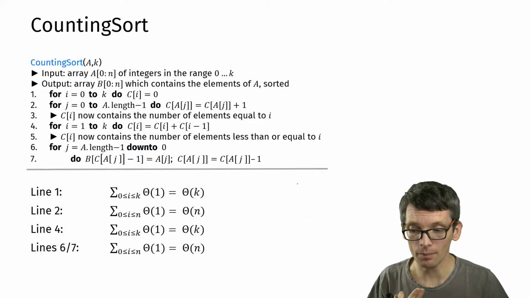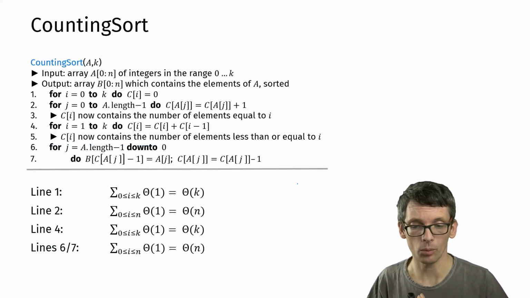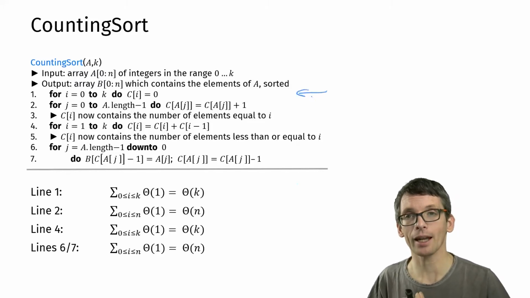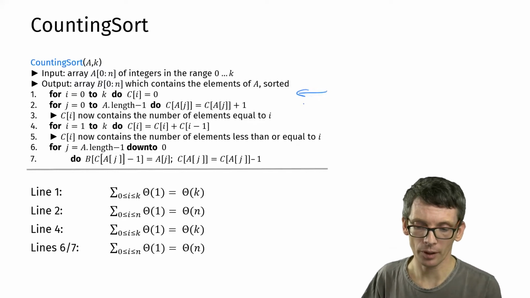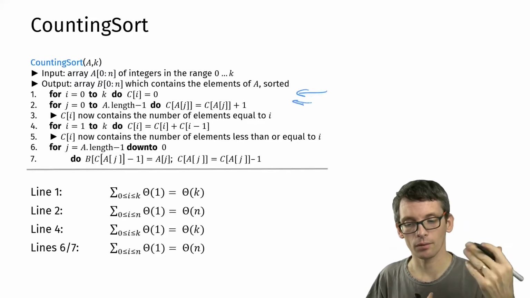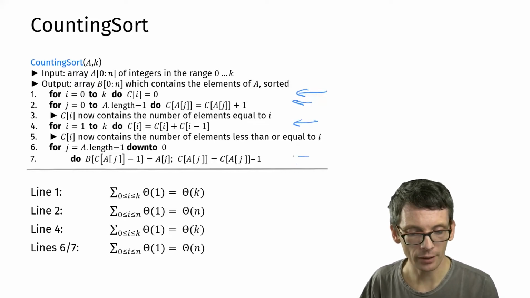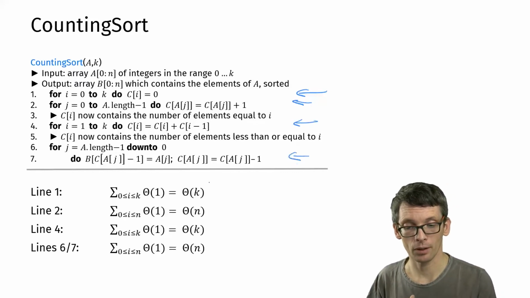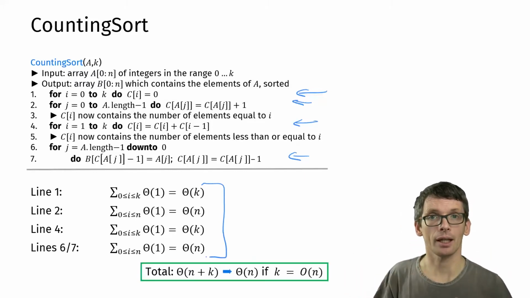What is the running time? We can just go through it loop by loop. We have a loop that goes over k elements and constant time per loop, order k. We have a loop that goes over n elements, order n. Yet another loop over k elements, yet another loop over n elements. All of this together is simply order n plus k.